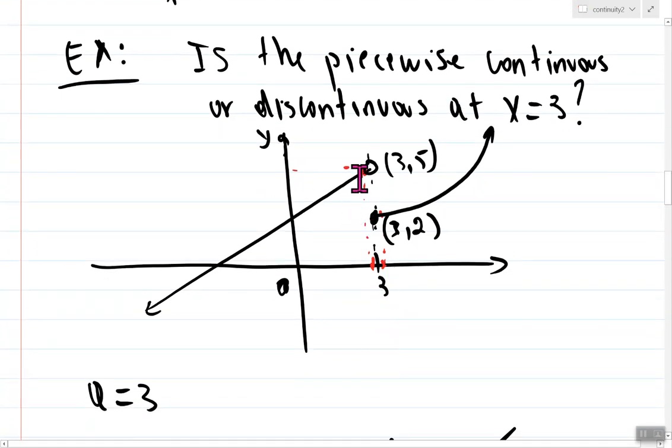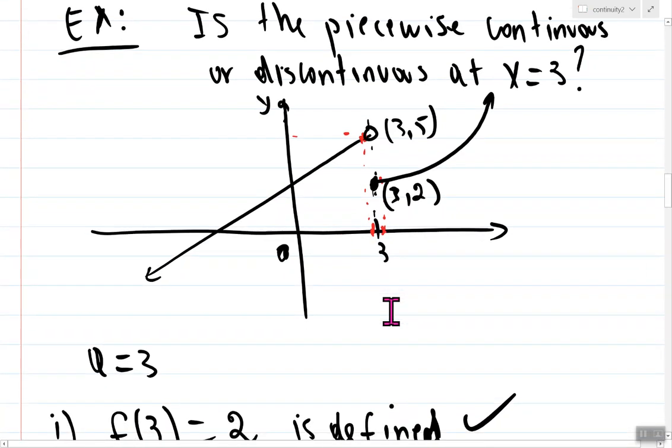The function is nice from negative infinity up to 3. And then from 3 to infinity, we have a curve, which is nice and smooth. So the function has no problem except when x equals 3. So we have to check at this point, x equals 3. We call it a equals 3. So we verify the three conditions.